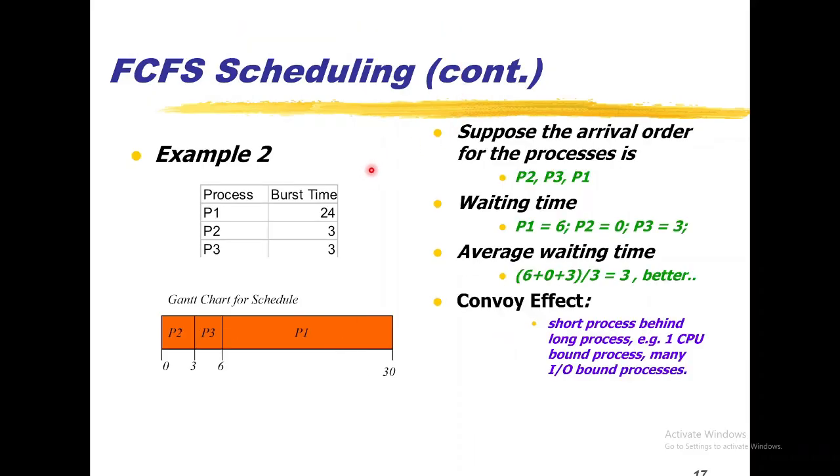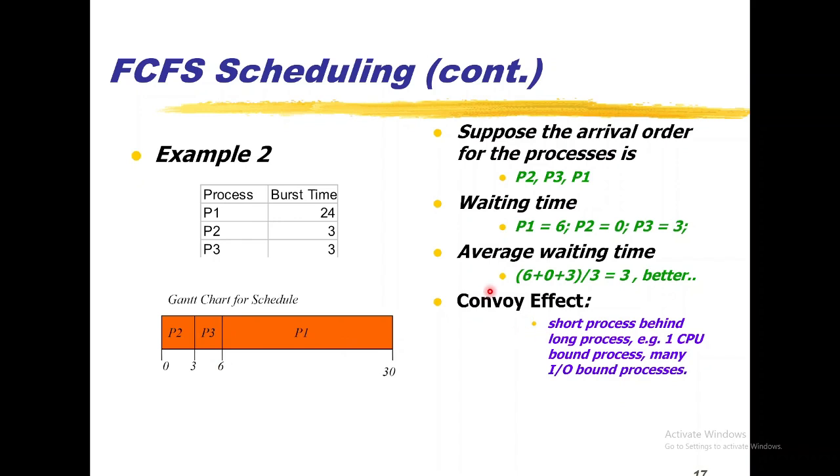Now, suppose the arrival order was changed for the processes. We had P2 arriving before P3 and we had P1 last. You can now see it operates using the Gantt chart with a different arrangement. P2 was executed immediately, so it ran for 3 milliseconds from 0. P3 started at 3 milliseconds, while P1 started at 6 milliseconds.